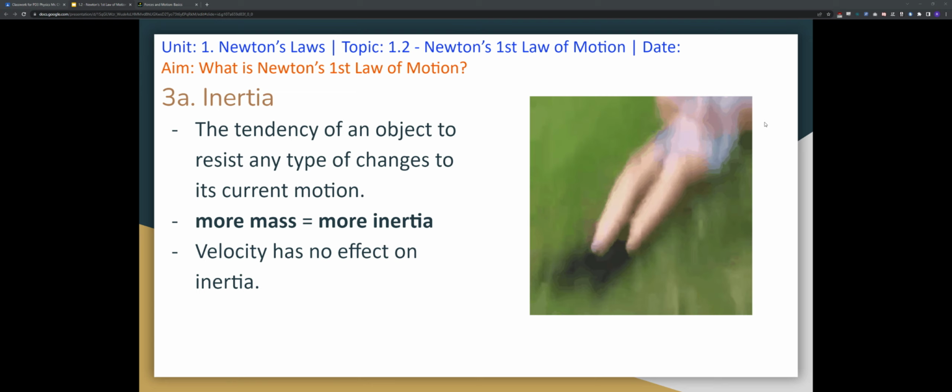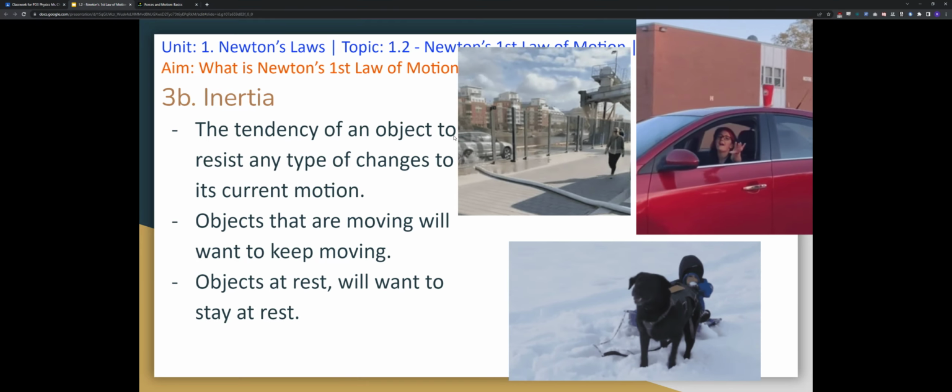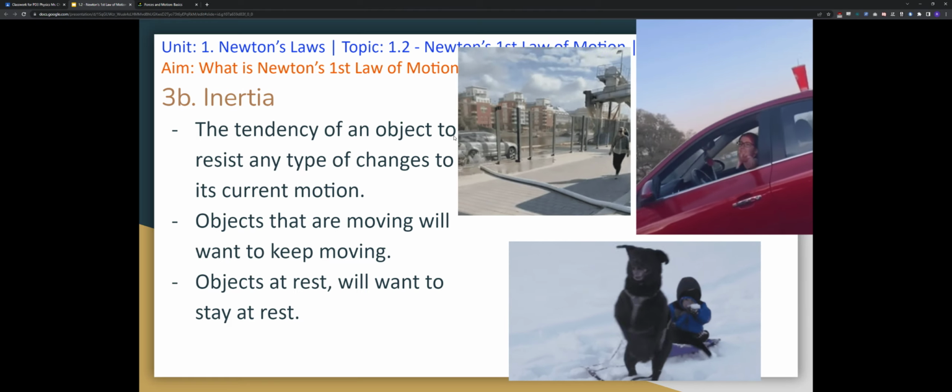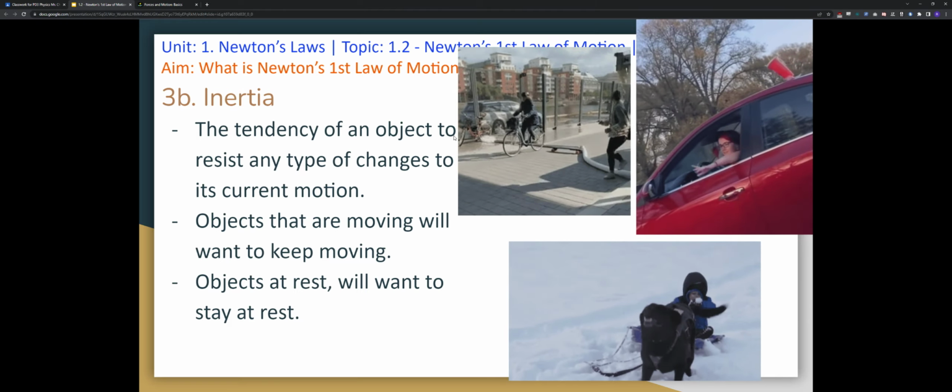So this haystack is going to keep going. This human does not have enough mass to stop the haystack, right? He doesn't have enough inertia. And so the haystack just completely ignores him and keeps going. And how fast something is going has no relation at all to inertia. Velocity does not matter. It doesn't matter how fast you're going. Inertia is only proportional to your mass.